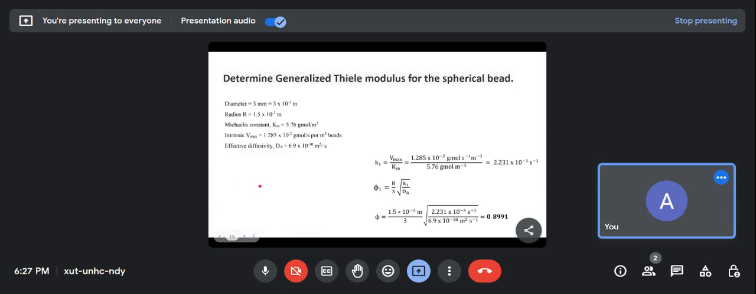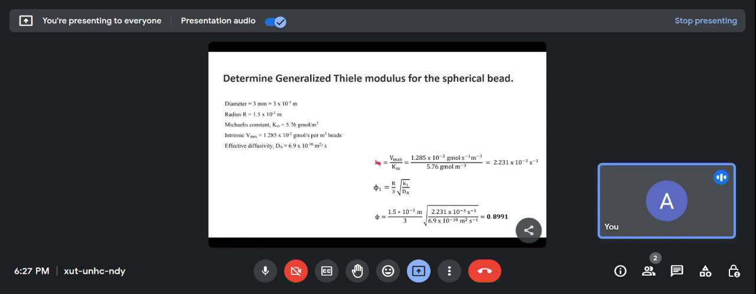So, what is the first question? You have to determine the generalized Thiele modulus for this given spherical bead. You know that the diameter is 3 millimeter. You have to convert it into meter. That is 3 into 10 to power minus 3 meter. The radius is 1.5 into 10 to power minus 3 meter. The Michaelis constant Km is 5.76 gram mole per meter cube. The intrinsic Vmax is 1.285 into 10 to power minus 2 gram moles per meter cube bead, and the effective diffusivity, that is DA, is 6.9 into 10 to the power minus 10 meter cube per second.